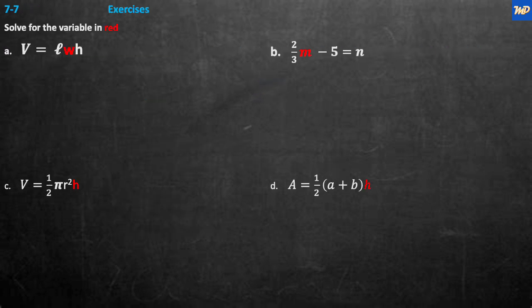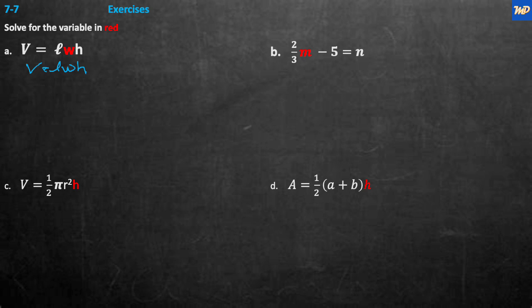Our final slide here are some exercises. I just want us to try a few more, just to make sure we understand what we're doing. So let's go. We have V equals L times W times H. V is probably volume, is length times width times height. They want us to solve for width.